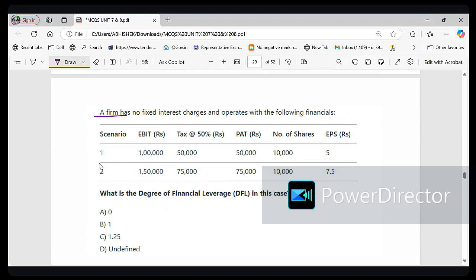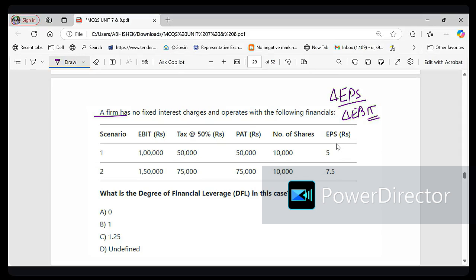So you know the formula for DFL? Just now I told you, EBIT upon EBT. That is one formula. And there is another formula for calculating the DFL. You know what that is? DFL tells us how the EPS, which is earning per share, changes when EBIT, our operating profit, changes. Try to understand. This is another way to understand the DFL. One formula I already told you, EBIT upon EBT. This other formula is percentage change in EPS upon percentage change in EBIT. It tells us how much the EPS changes when EBIT changes.